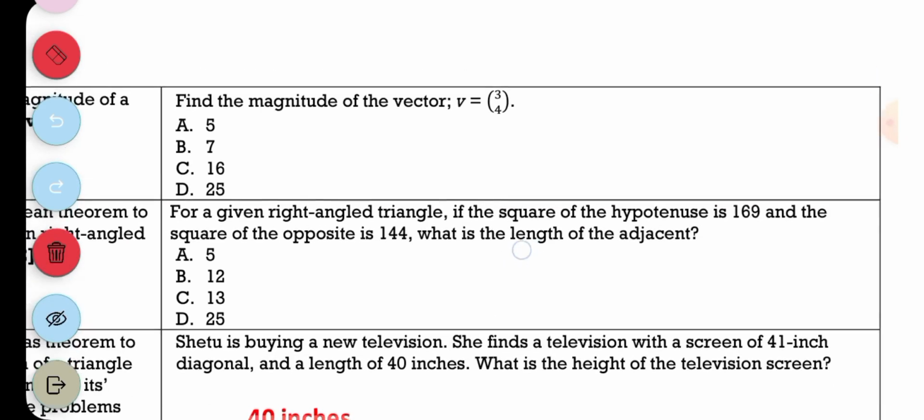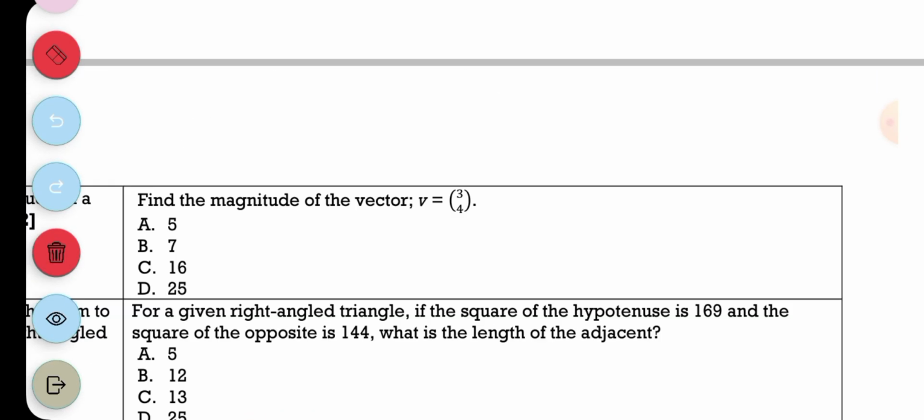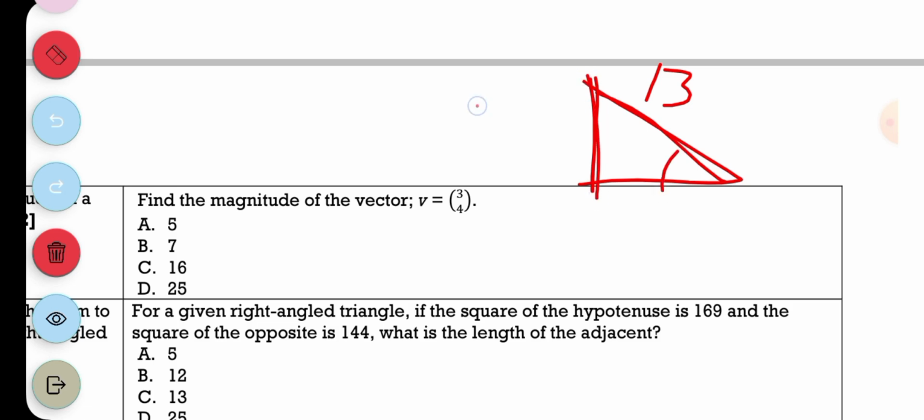The next one. If the square of the hypotenuse is 169, which square number is 169? Is 13. And this is the hypotenuse, the longest side. And the square of the opposite. If this is my angle, this is my opposite. Square of my opposite is 144, which will be 12. So I'm supposed to find the adjacent.